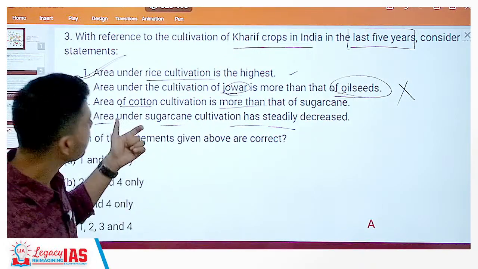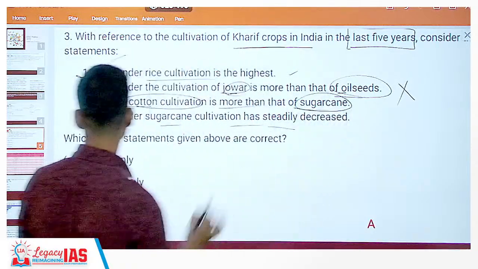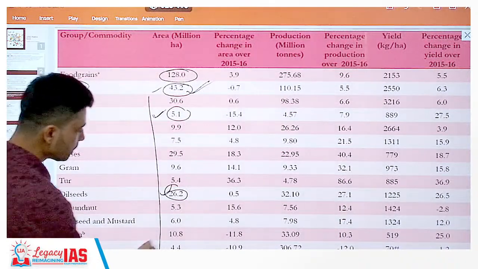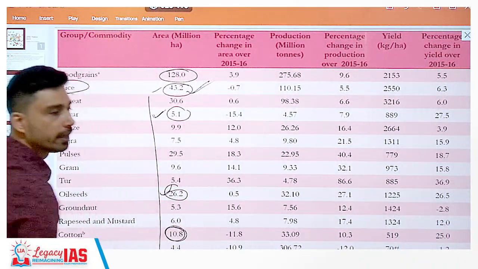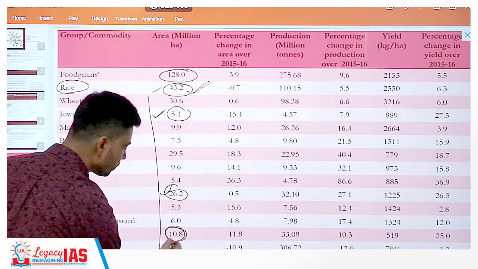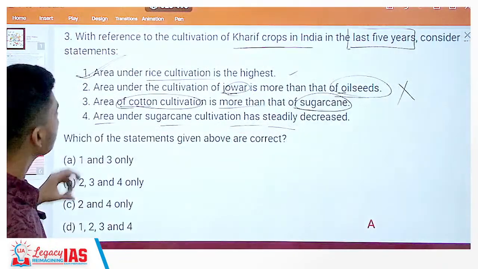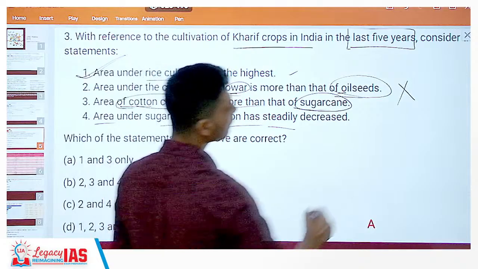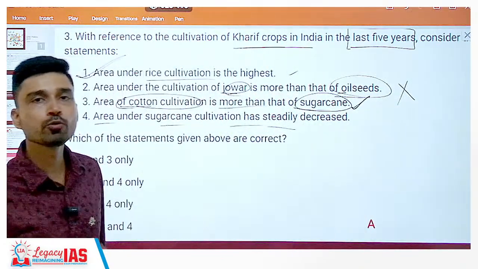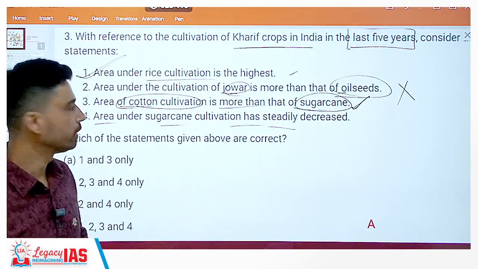Third is, the area of cotton cultivation is more than that of sugarcane. Let us take a look here. The area of cotton cultivation, you can see from the table, is 10.8 million hectares, and if you compare sugarcane, it is 4.4 million hectares. That means the area under cultivation of cotton is more than that of sugarcane. Is it correct? Yes, indeed it is correct. Cotton is grown in almost 2.5 times larger area as compared to sugarcane.